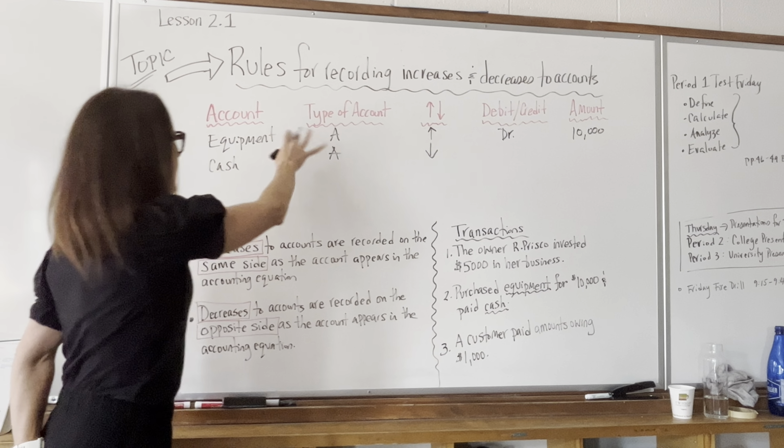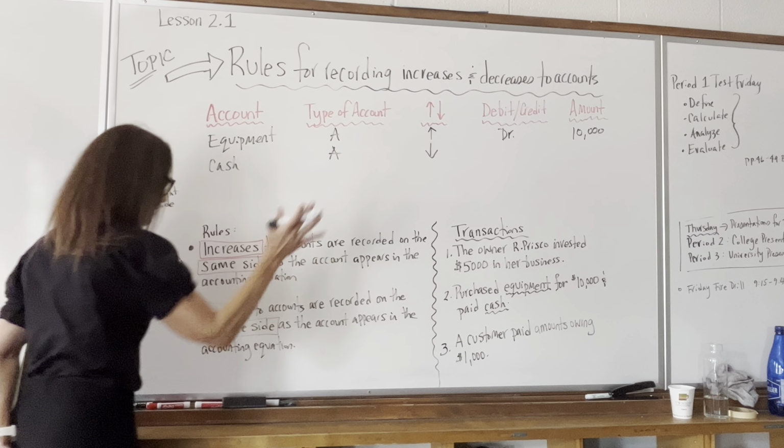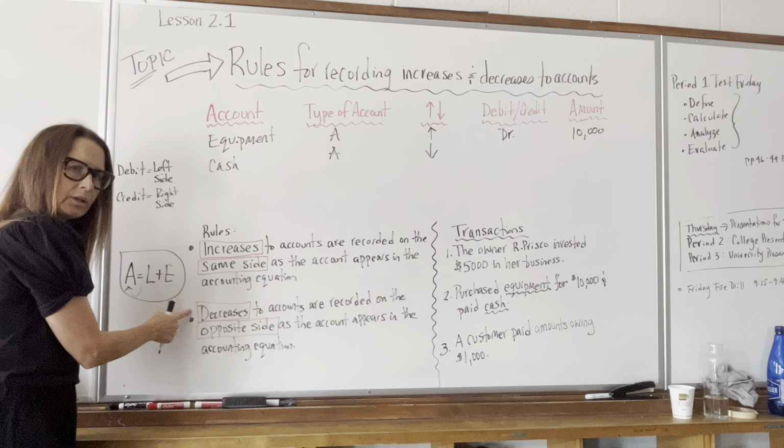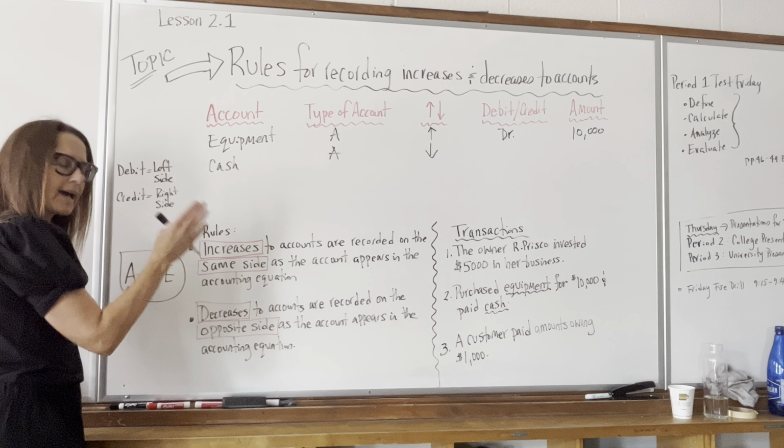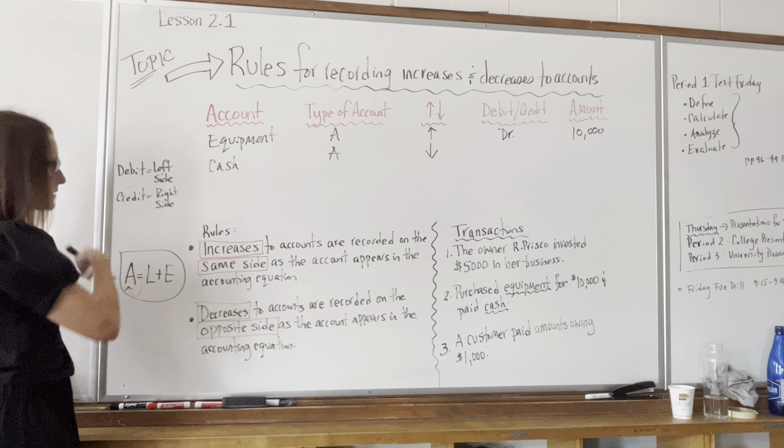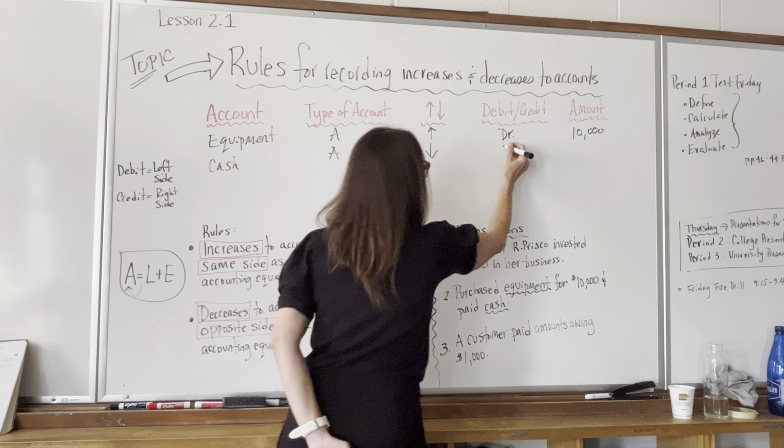Okay, cash went down, so you have to follow the decrease rule. The opposite side that assets appear in the equation is the right side. So these are credits.